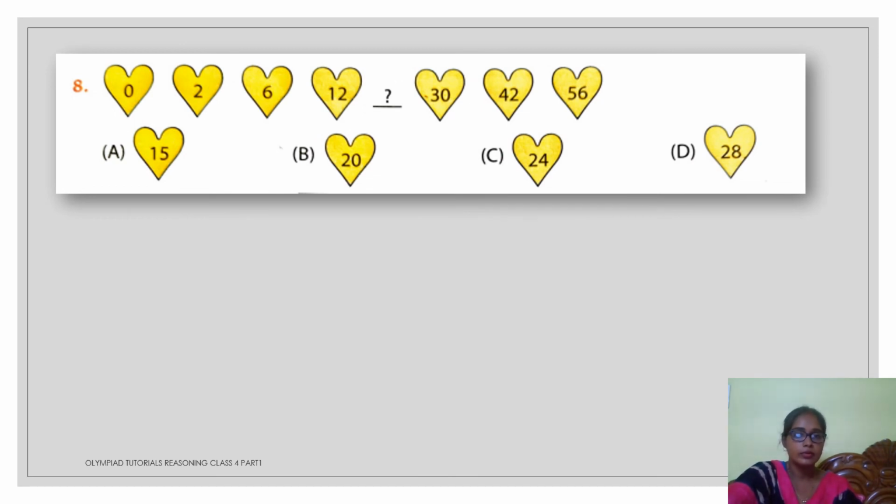So here you have a series again. Here you can see this series is nothing but multiples of 2. All these numbers here are even numbers, so they are going to be the multiples of 2. So here you can see 0 to 2, then 2 to 6. If you go on seeing the difference between these numbers, 0, 2, 6, 12, then the missing number, and then 30, and so on.